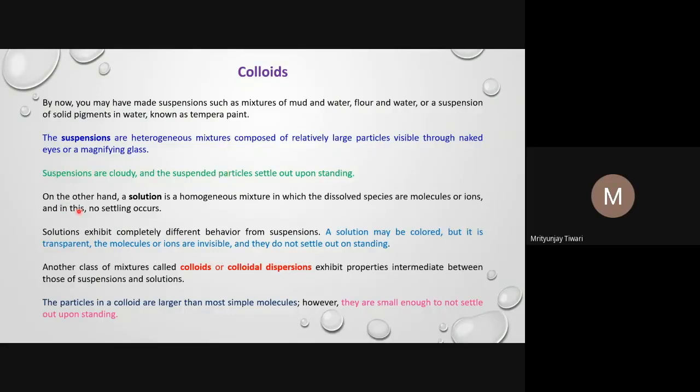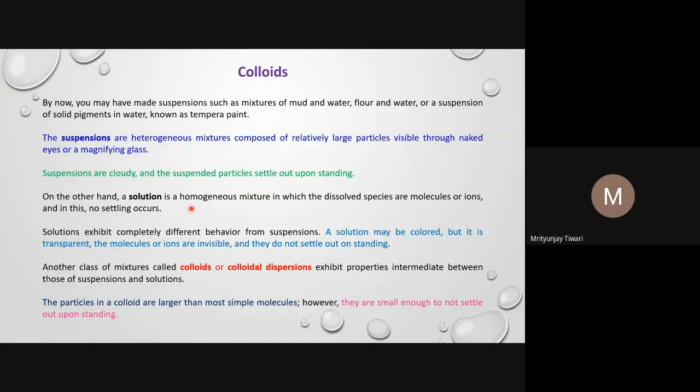On the other hand, a solution is a homogeneous mixture in which the dissolved species are molecules or ions, and no settling occurs. These ions and molecules are usually called solutes because they are dissolved in a solvent. The component of the solution that is larger in amount is called the solvent, and the one that is smaller in amount is called the solute. So we say the solute is dissolved in a solvent.